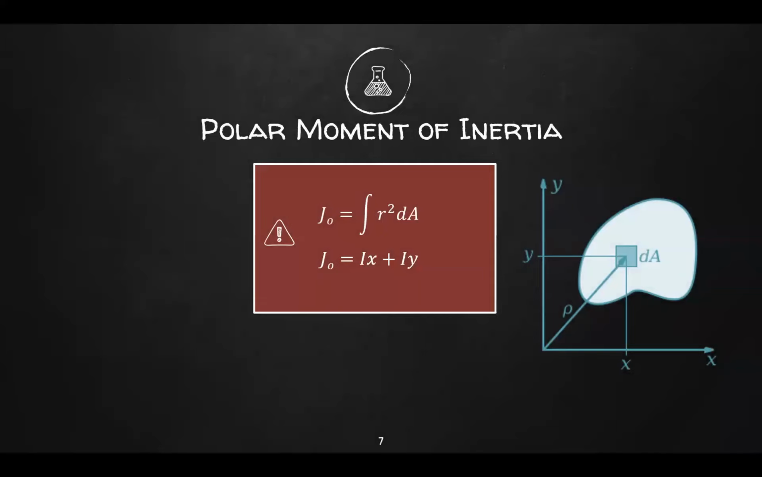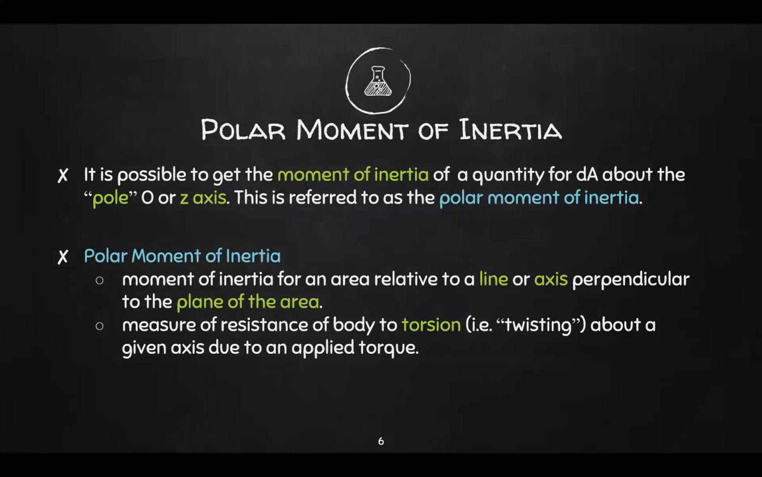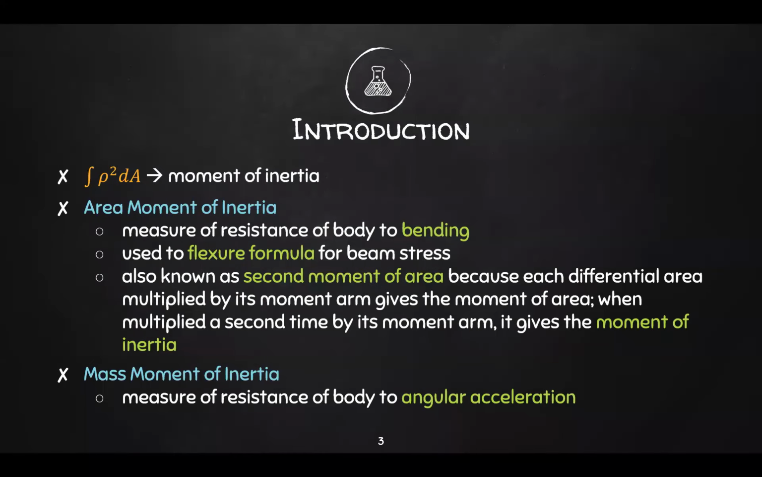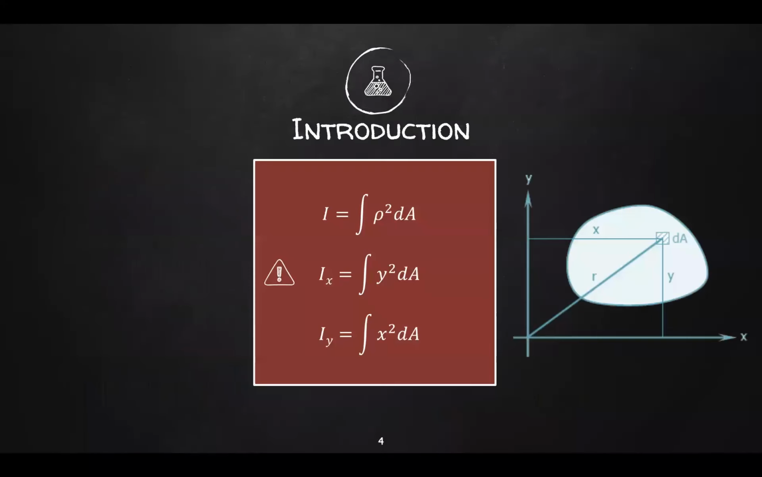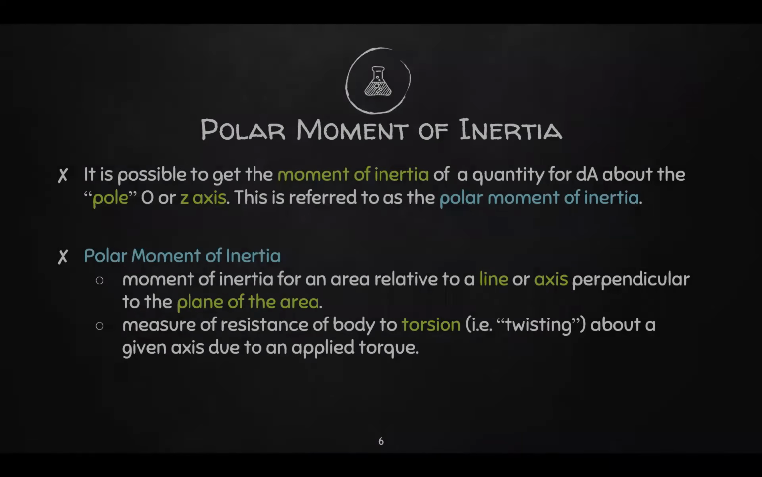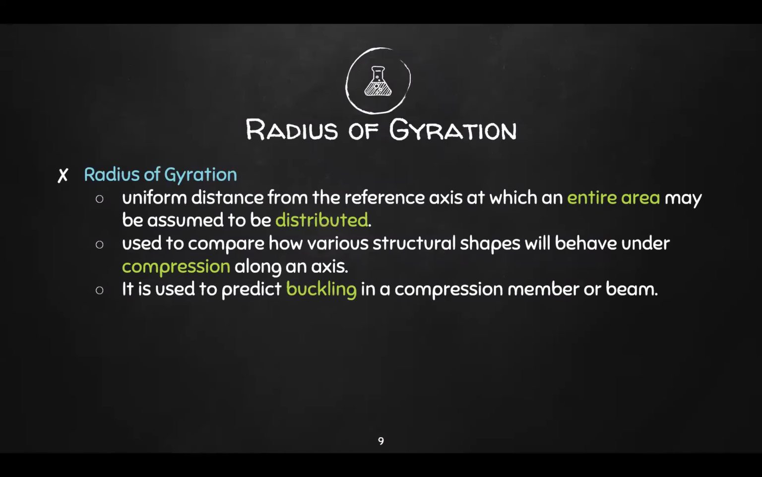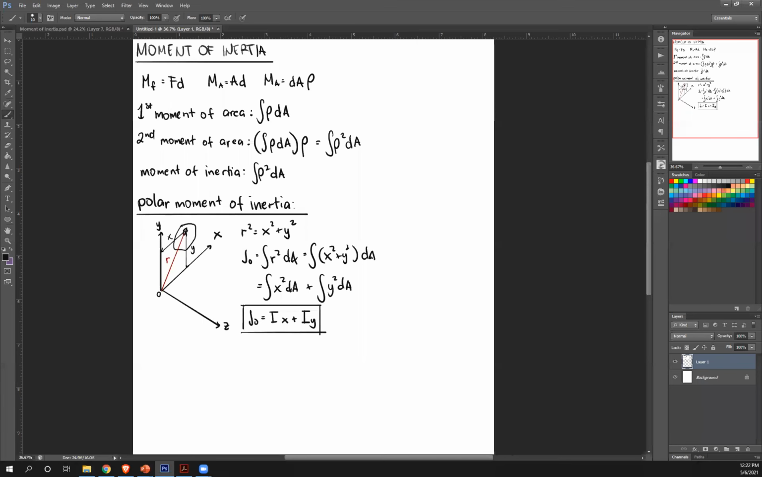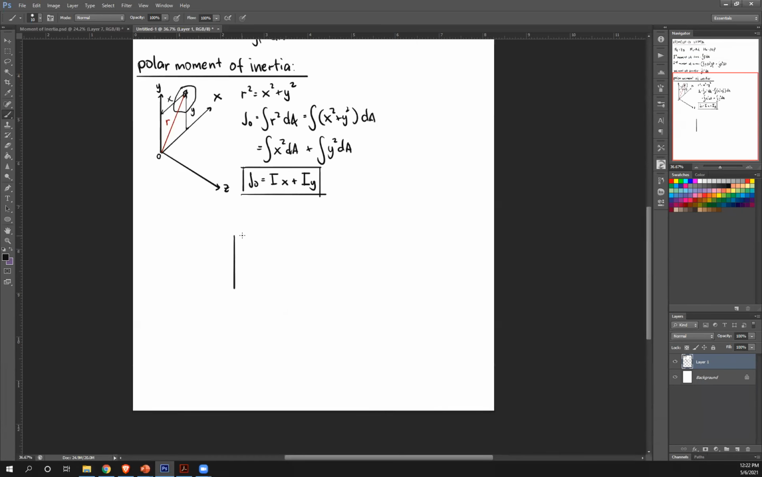All of these, your J, your I, are used in strength of materials. One is to measure resistance to bending, one is used to measure resistance to angular acceleration. The other is used for resistance to torsion. And then finally, your radius of gyration is a variable used in the formula for predicting buckling for a compression member or beam. So in case you don't know, buckling is when you have a column under supports, and then buckling is when it turns into this. Okay, that's buckling.